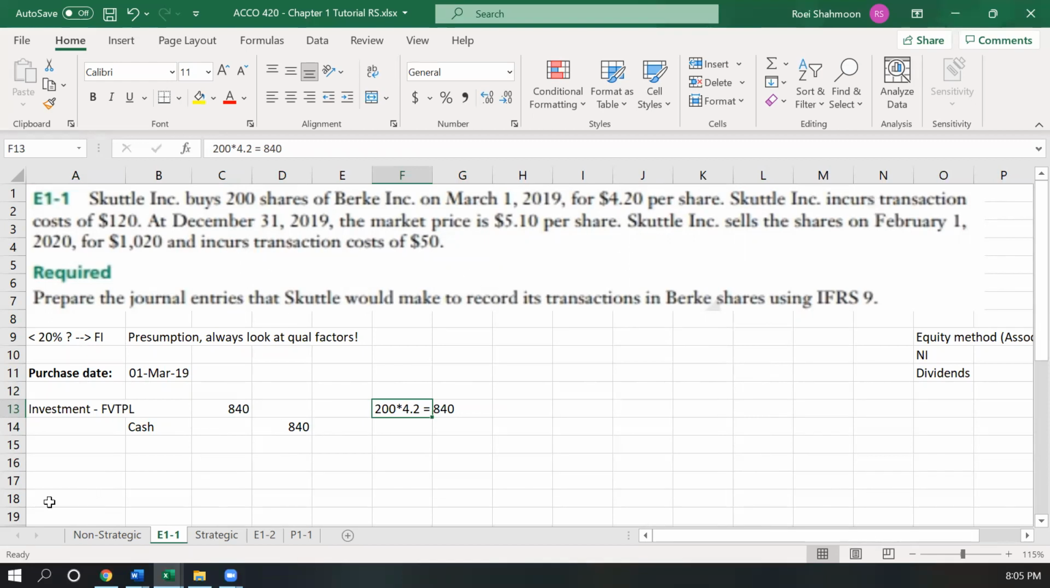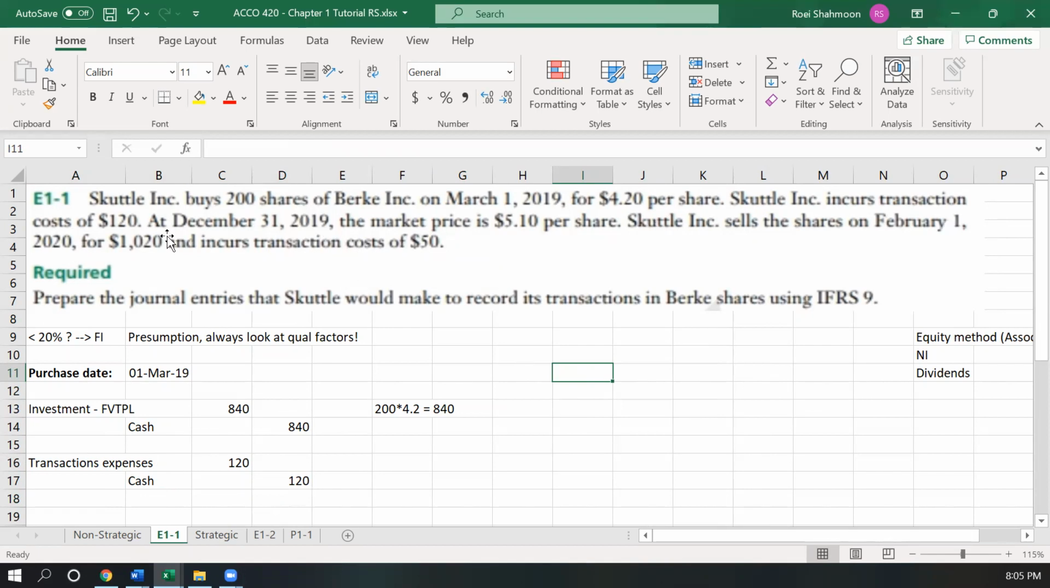Now for the transaction cost, very simple, guys. Don't let it trick you. Transaction expenses, and we have here cash for 120, 120. As simple as that.